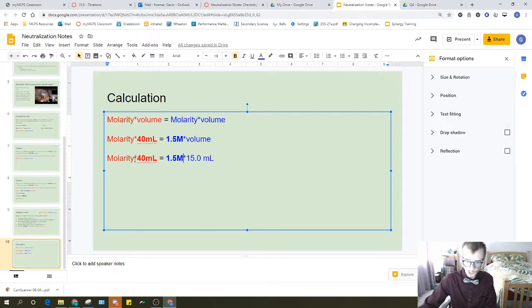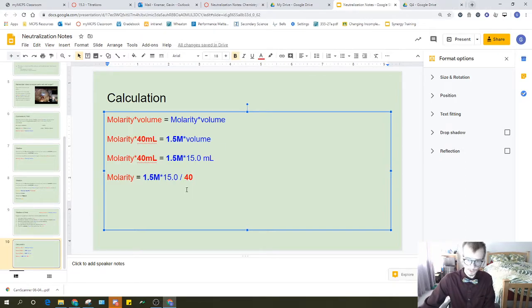Now what we need to solve for is the molarity of the acid. The way I'm going to do that is divide both sides by 40. Let me just copy and paste one more time. So I'm going to divide both sides by 40. That's going to take this and bring it over here, so divided by, not times 40, but divided by 40 milliliters. So I have 1.5 M times 15 milliliters divided by 40 milliliters. That's going to cause these milliliters to cancel out. And then I need to do the algebra with all these things.